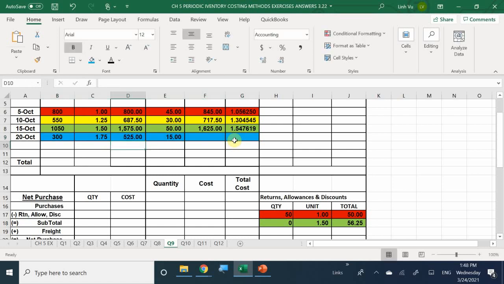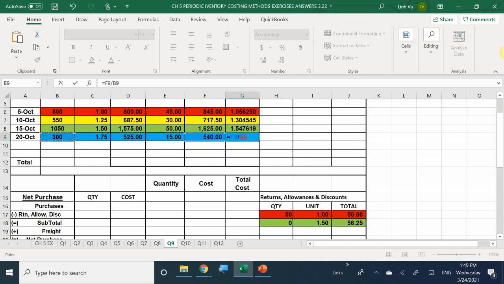Sorry, I just realized. Okay, so what do you say? 525, good. Plus 15, 540. 540. Okay. And then what is my cost per item for practice purposes? $1.80. Okay. Good.